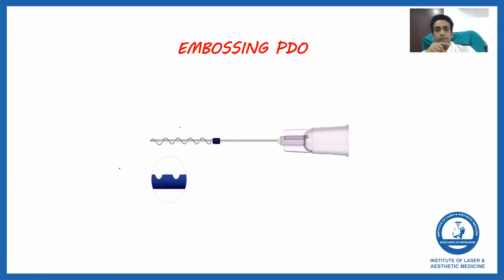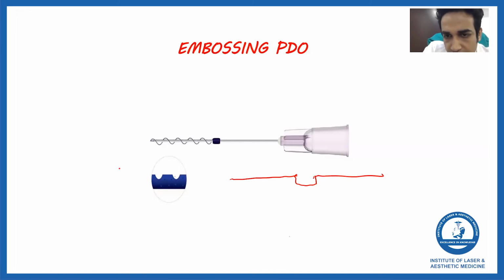Okay, embossing PDO. Embossing PDO is nothing but just a manufacturer modification, so to say, wherein there are indentations like this. See, so for example, you have a thread like this, and I do an embossing. I cut this area and continue. So won't you have this sharp angle here? So this is what an embossed PDO looks like. So this is sharp, it holds on to the mass layer. That's what it does.